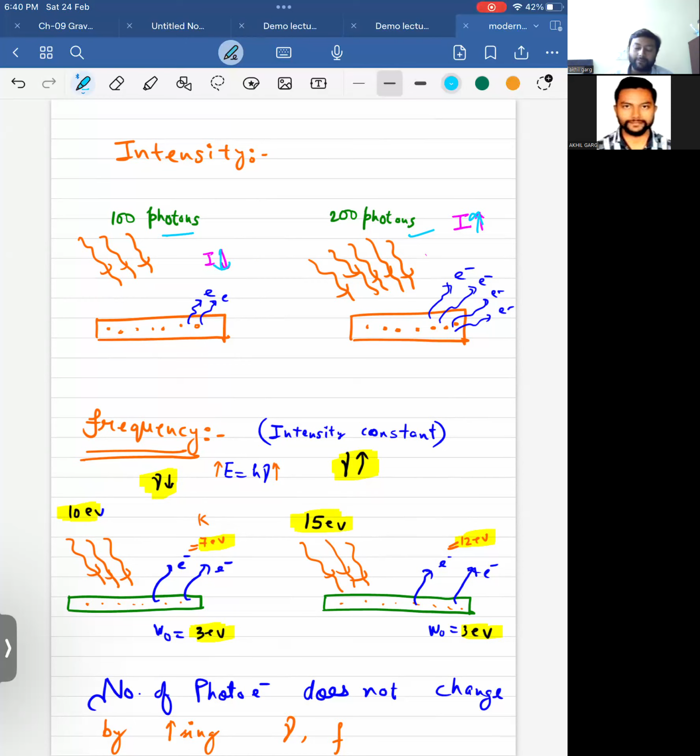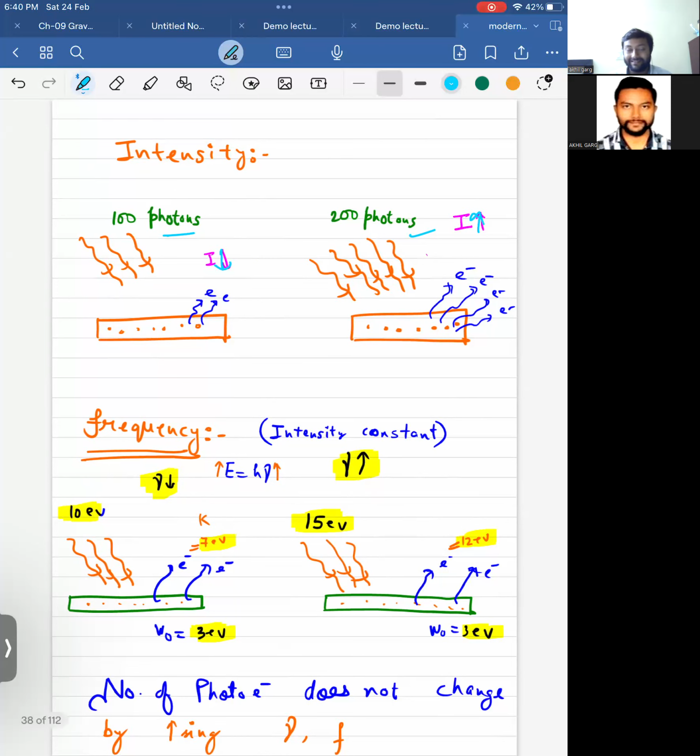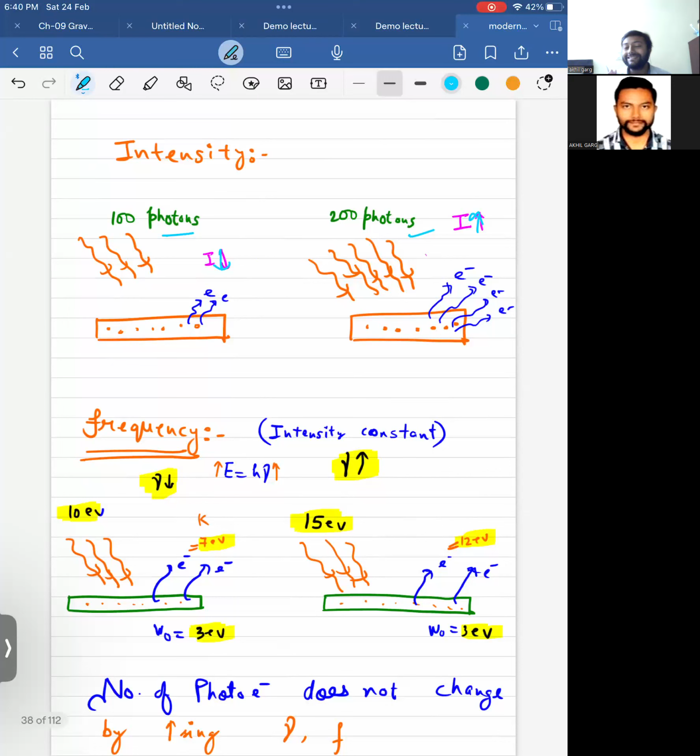So 100 photons interact with fewer electrons. Okay, so photoelectric current will be more when intensity is increased. But frequency is independent of photoelectric current.